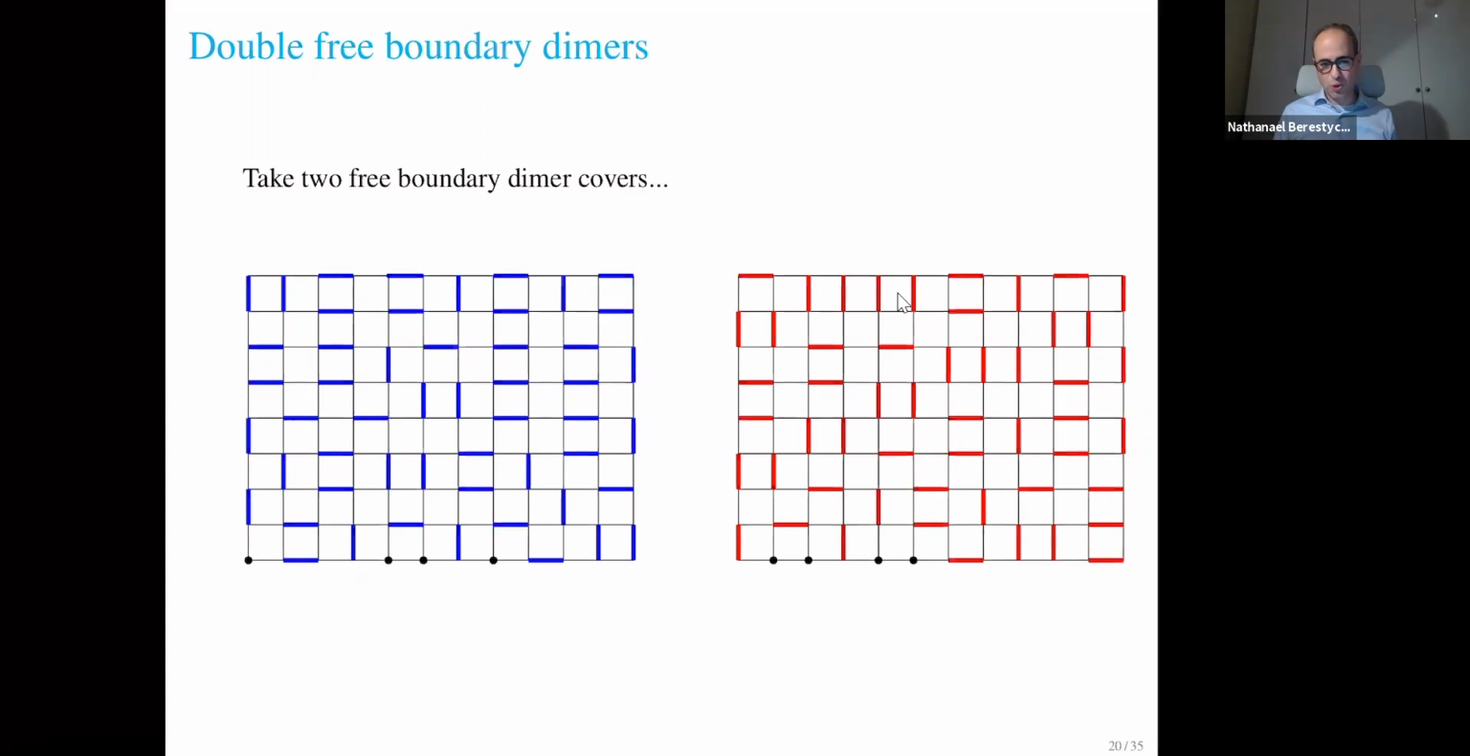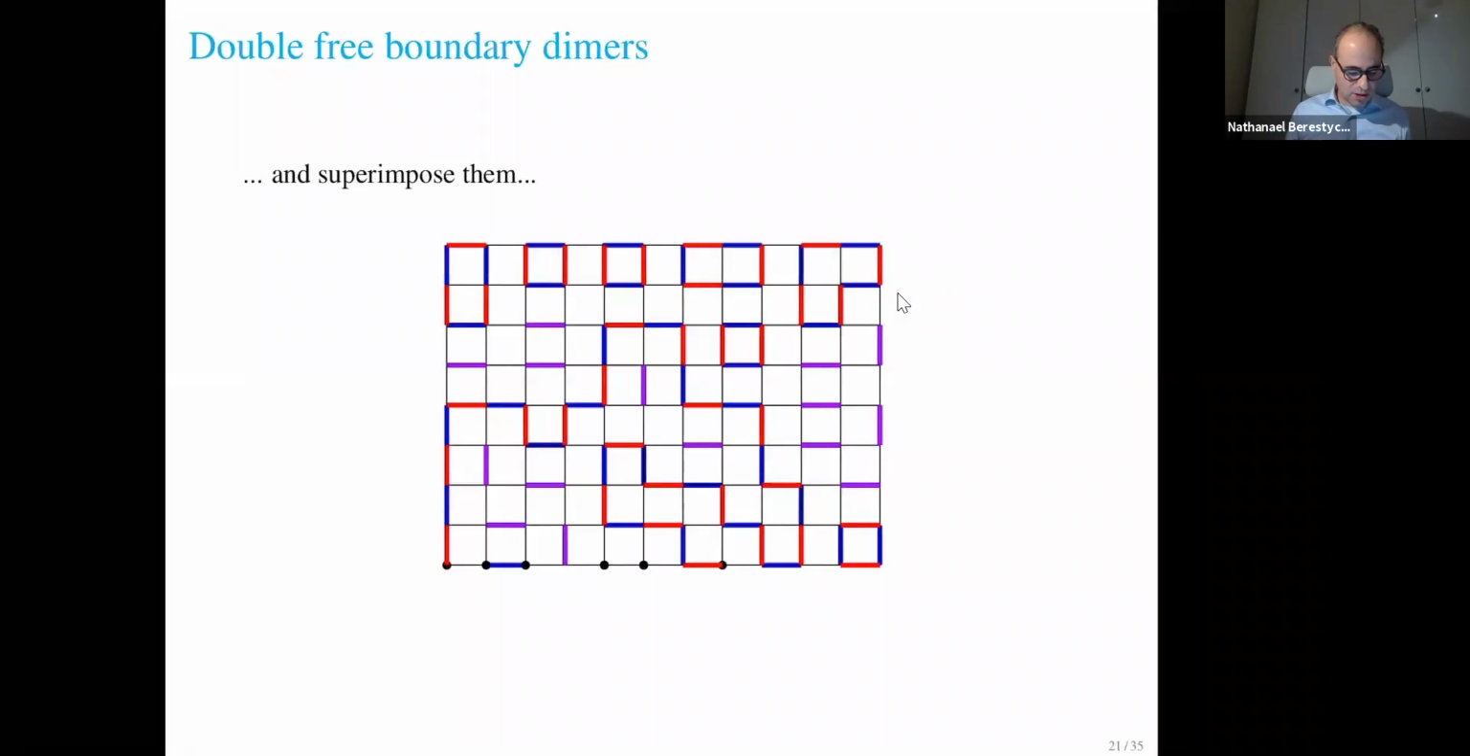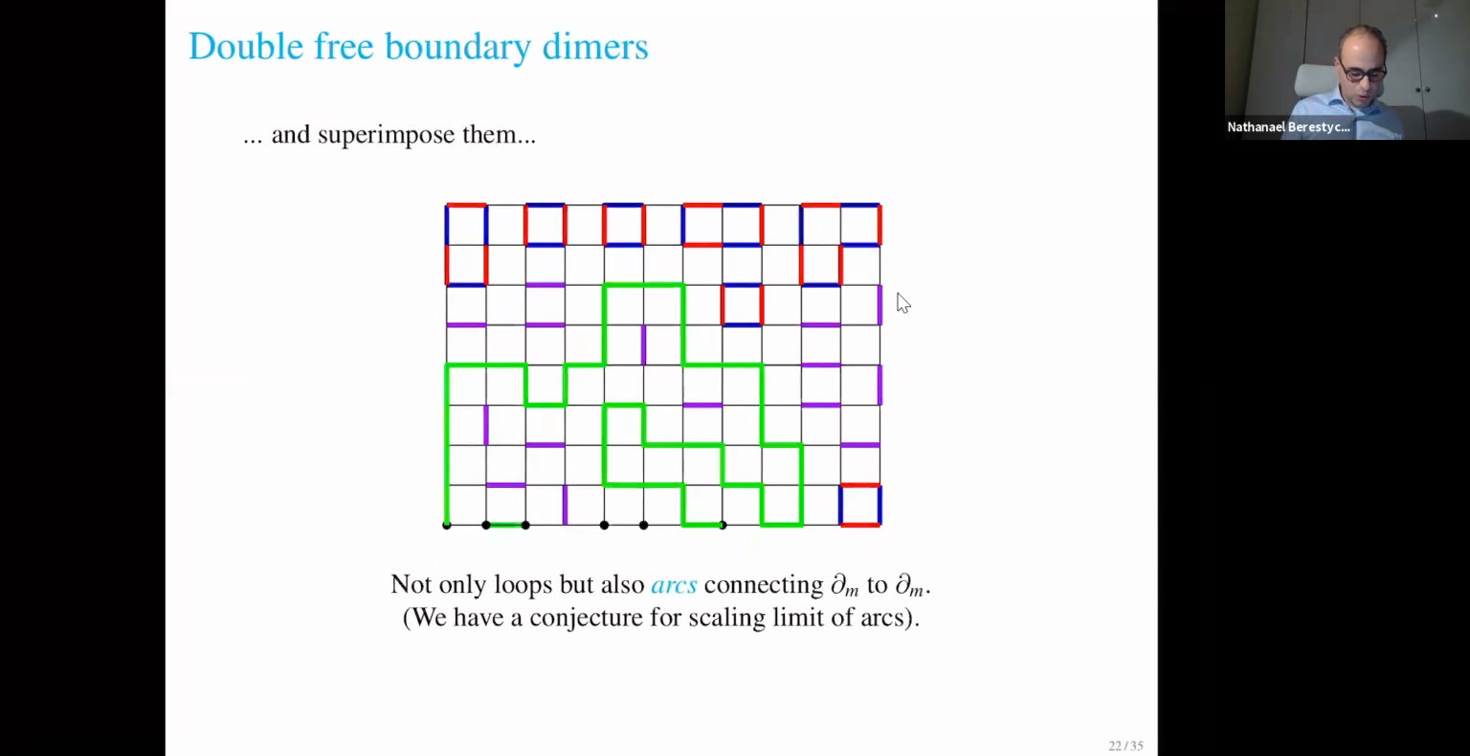If you superpose two such configurations, one on top of the other, you get the same thing as before. Some edges are going to be double, and some will give you cycles. The thing that's different is that you can also get some boundary arcs, curves that go from the monomer part of the boundary to the monomer part of the boundary. We have a conjecture about the scaling limit of these arcs, but I'm not going to tell you about it, I think.